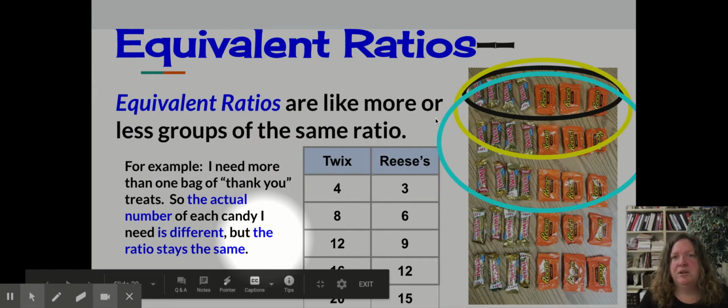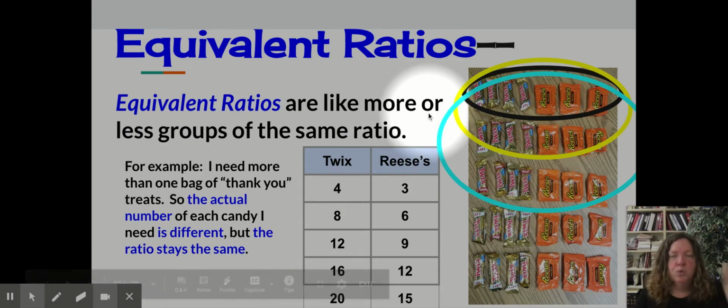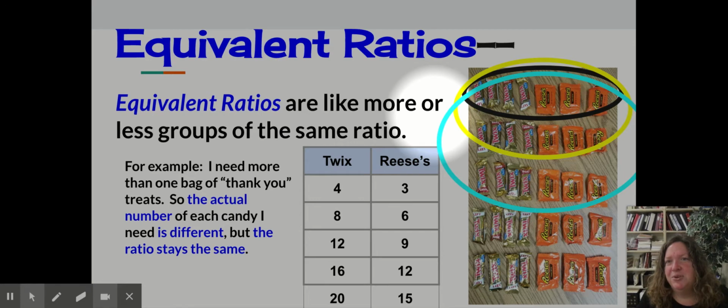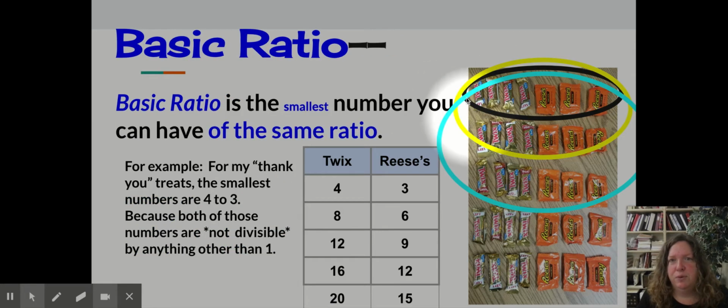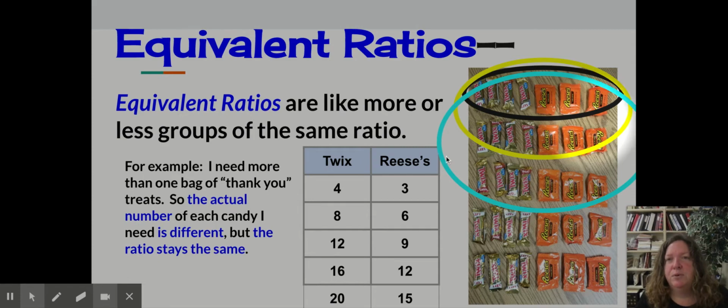So let's talk more about equivalent ratios. Let's take a look here. They're like more or less groups of the same. So you can see I circled a group up here in black. There's the one group for teachers. Then look at the group I circled in yellow. That's 2 groups. So there's the numbers 8 and 6. Now look at the ones I circled in blue. There's 3 groups. That's 12 and 9.